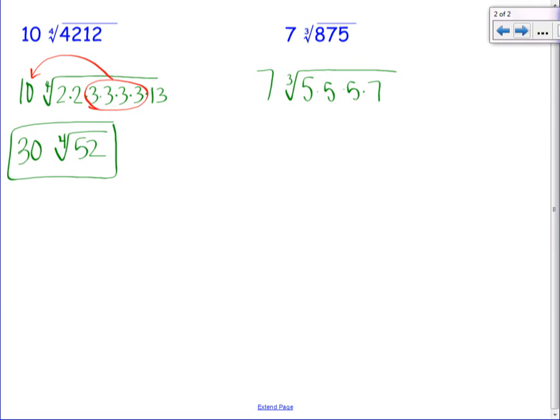Is that the numbers you get? Okay. So we're looking for groups of 3 on this one because it's the cube root. Taking that out would leave us with what answer? Cube root 7. We good? So the worksheet is all problems just like this.